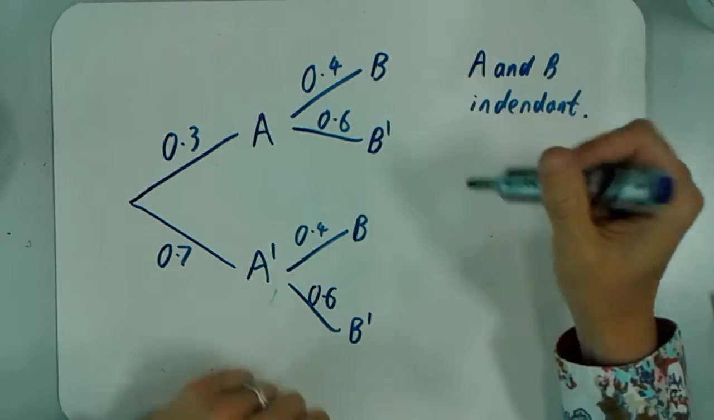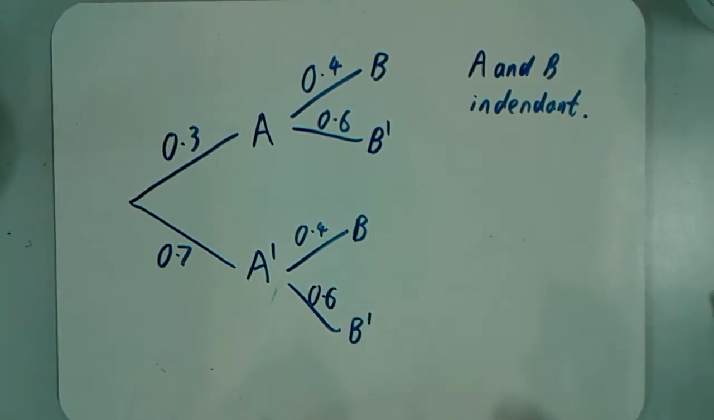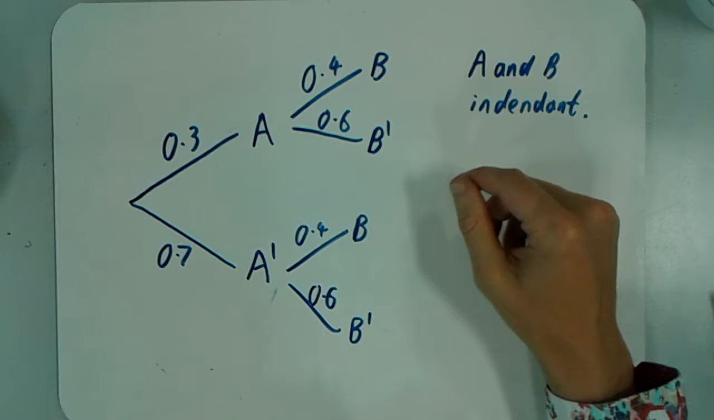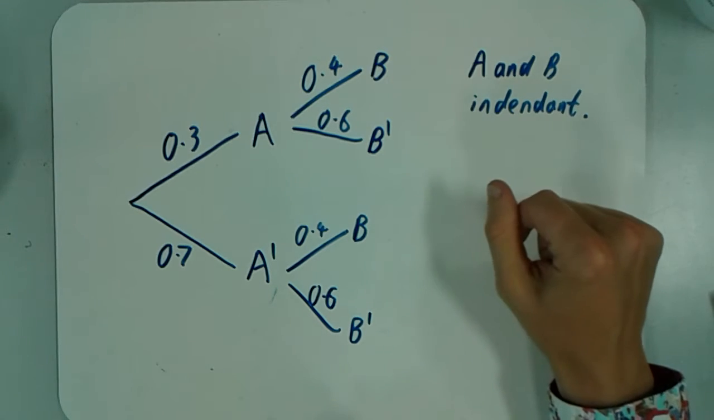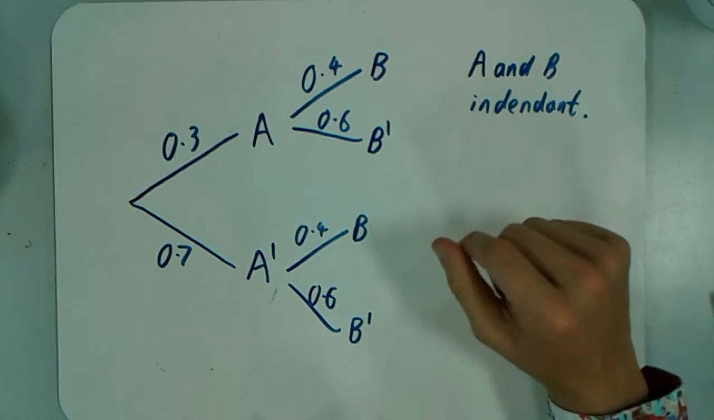The probabilities are unaffected. Another example would be rolling a die. What you get on the first throw does not affect what you get in the second throw. Therefore, we would say the two events are independent.